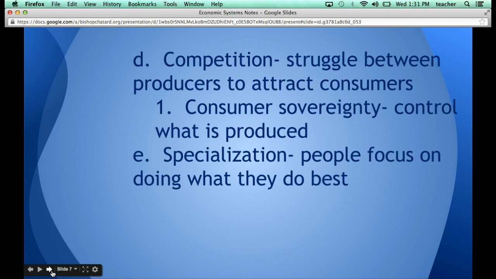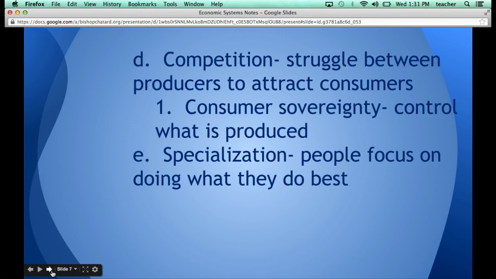All right, last characteristic of a market economy is specialization. Specialization in a market economy is when people focus on doing what they do best. So they will figure out, what is it that I like to do? And this is part of the process that you go through in college and even in high school, and out of school, trying to figure out, what is it that I do well and what do I like to do well? And that determines what your job is.